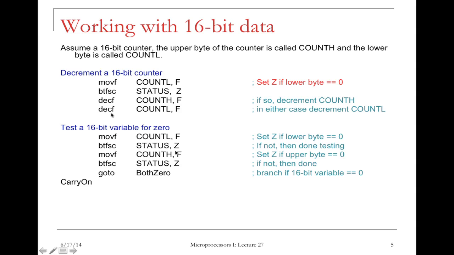BTFSC status Z. When the 0 flag is a 1, will this instruction then skip the next instruction or not? It will not, because the condition is not true. So it will not skip the next instruction. So what does it do? This is the next instruction. It will do the checking on the higher half, just like we did for the lower half. We're going to check whether the higher half is 0 or not.